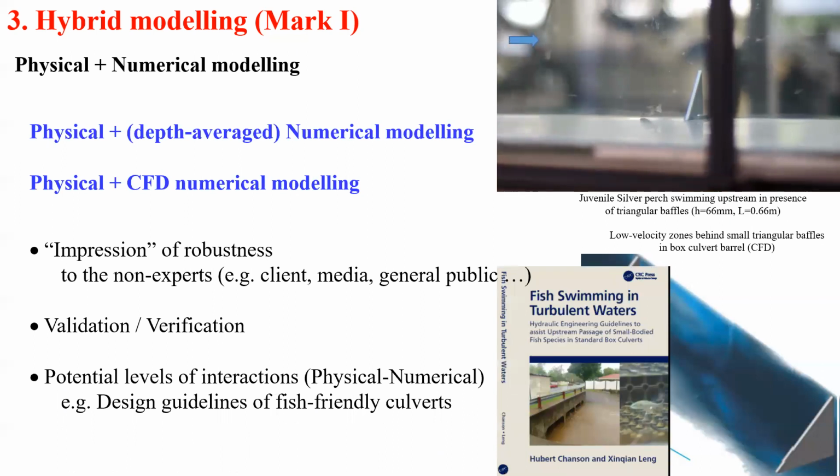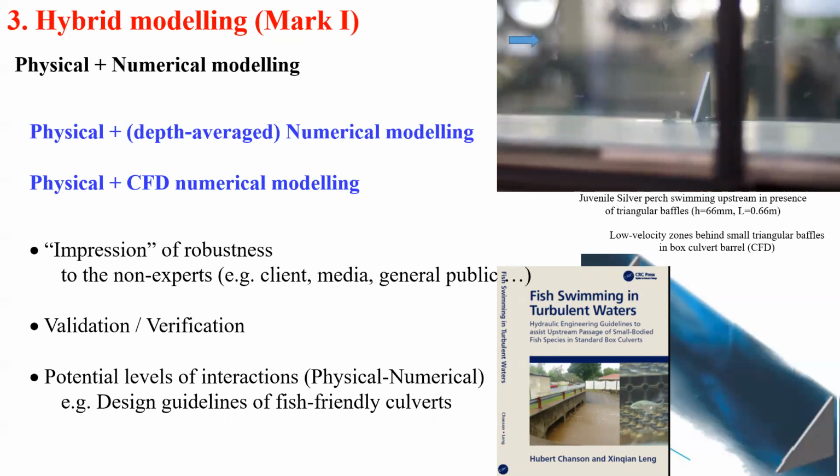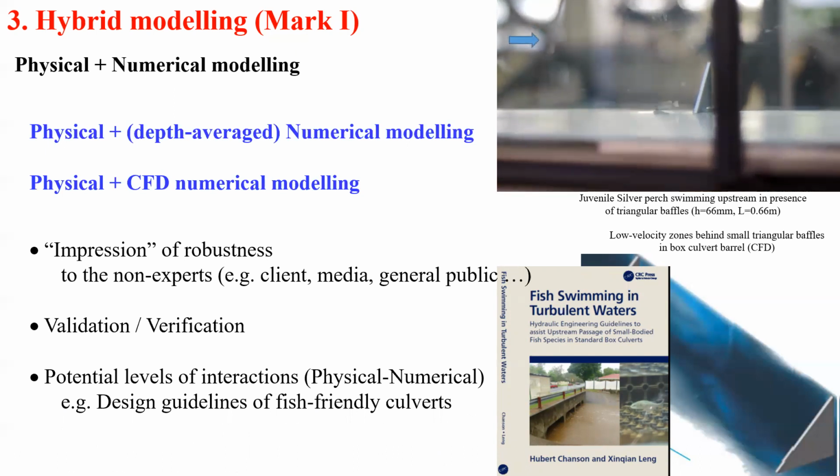Generally, hybrid modeling always gives an impression of robustness to people who are non-expert, because people think, oh, they are doing physical modeling and numerical modeling, it must be good, even if it's not always true. But for the expert, the combined use of physical and numerical modeling can bring very high level of interactions, as was done in the development of design guidelines for fish-friendly culverts that used 3.5 years of physical modeling combined with 2.5 years of CFD modeling. And the outcomes would not have been possible by using either physical modeling only or numerical modeling only.